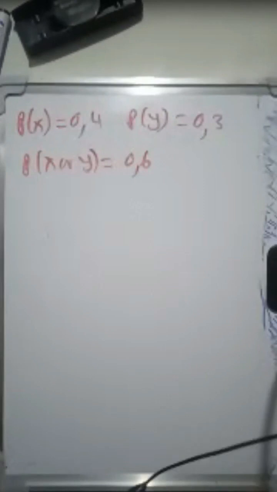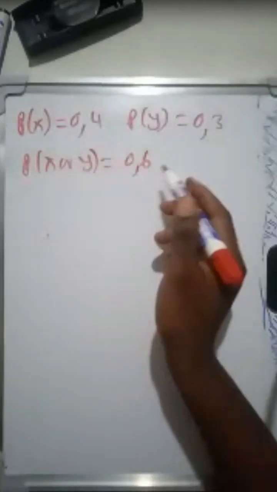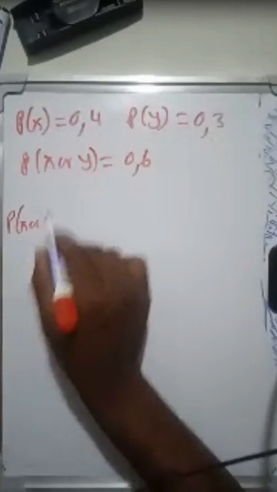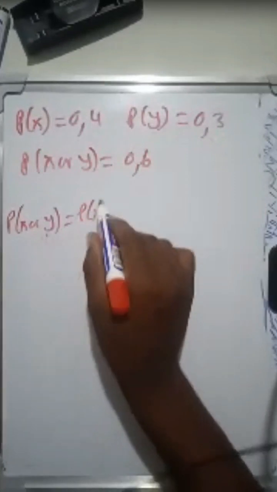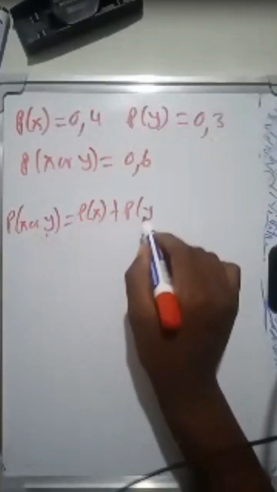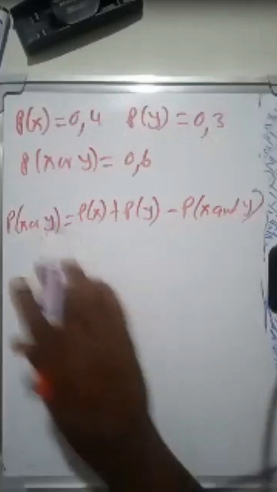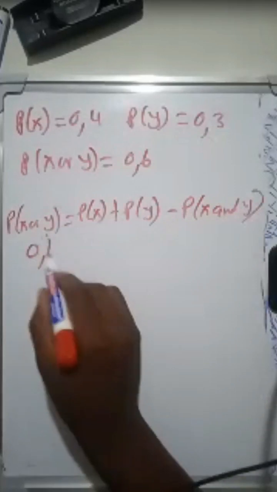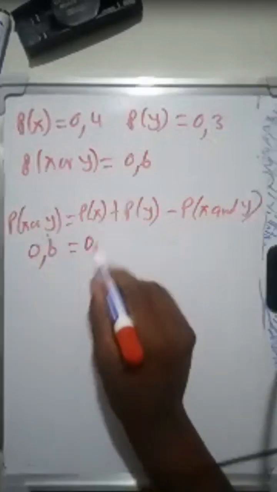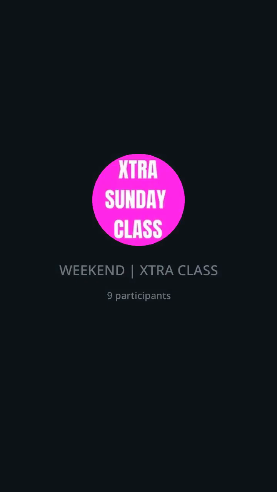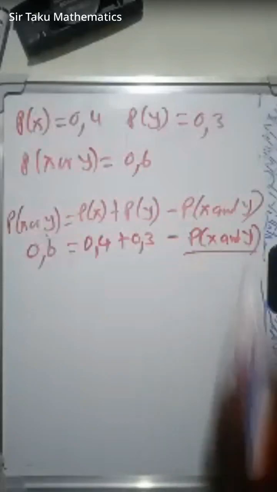Determine probability of x and y. Right? So if we check from there, again, we're going to use what? The general rule. The general rule is going to be probability of x or y is equal to the probability of x plus the probability of y minus the probability of x and y. This one we have it, that is 0.6. This one, 0.4 plus 0.3 minus probability of x and y. That is the unknown. Okay?